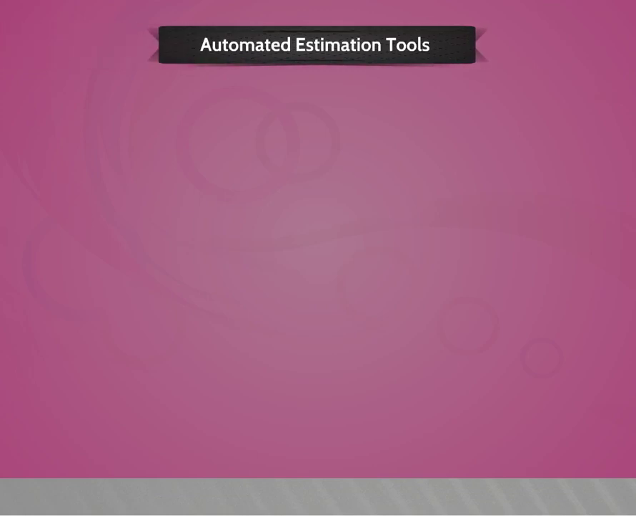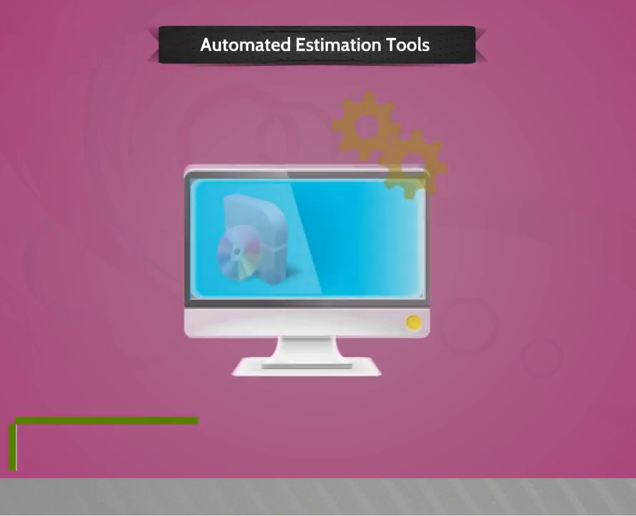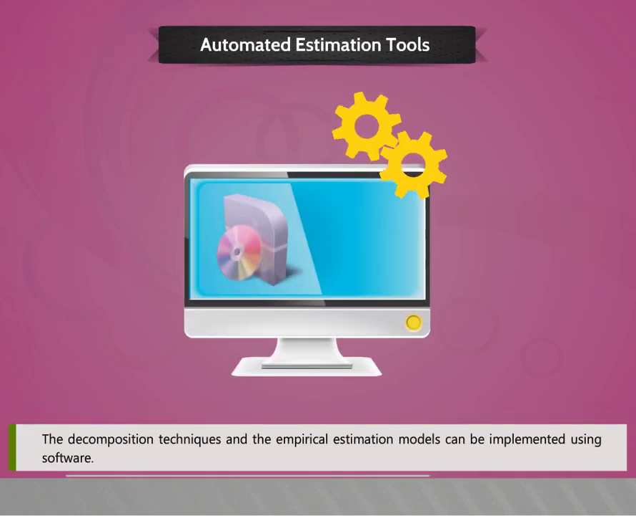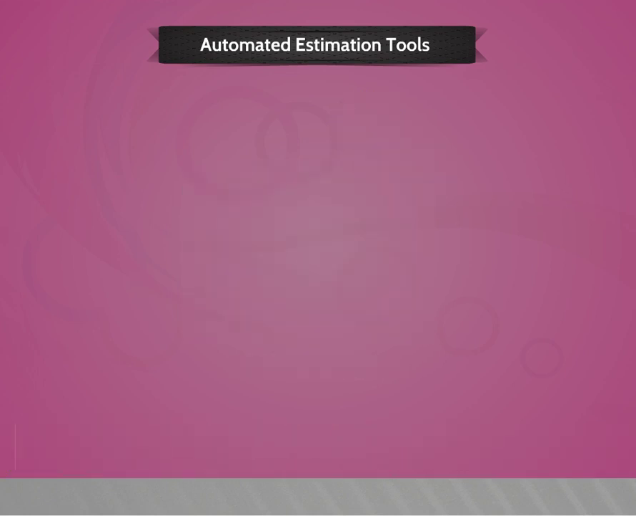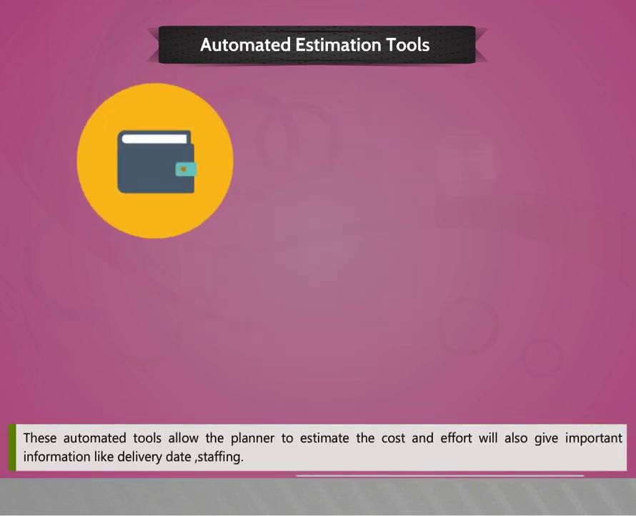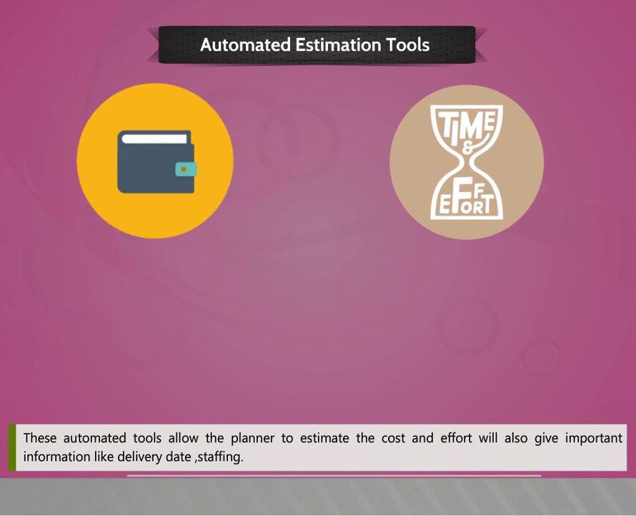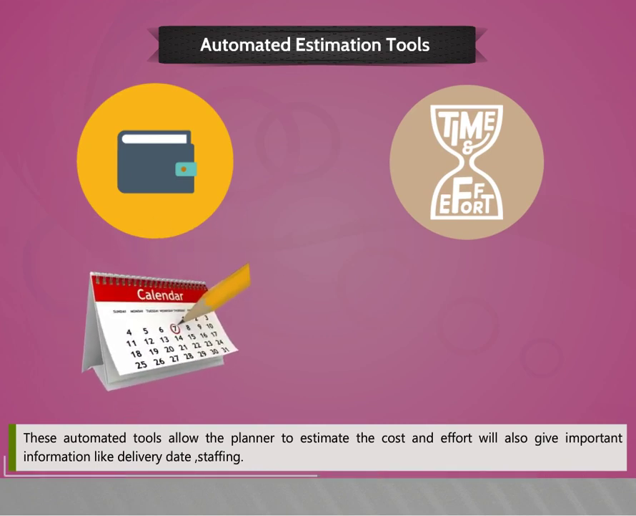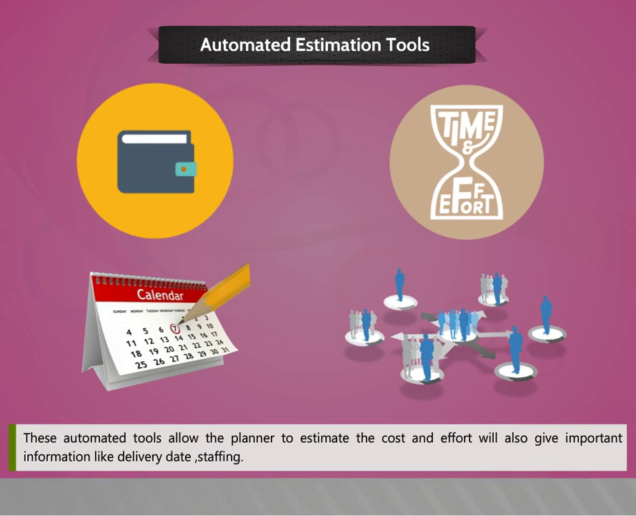Automated estimation tools. The decomposition techniques and the empirical estimation models can be implemented using software. These automated tools allow the planner to estimate the cost and effort, and will also give important information like delivery date and staffing.